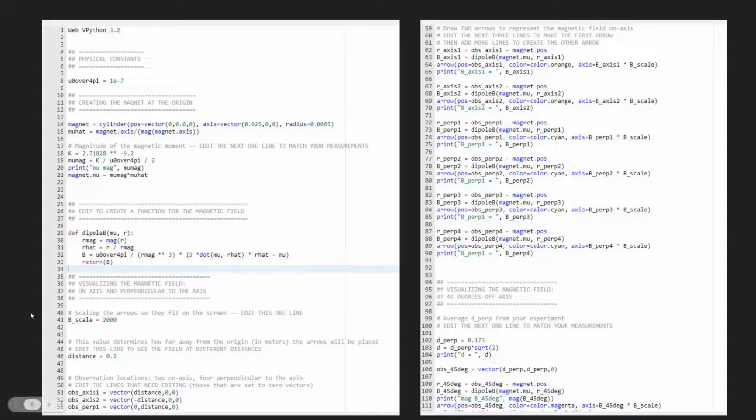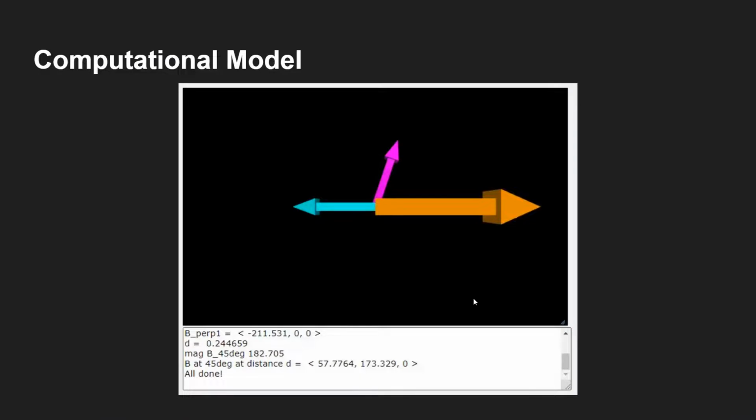Now this is the code visualizing the magnetic field of the bar magnet. As you can see here, we use the cylinder to create the bar magnet at the origin, and then create a function to calculate the magnetic field, and then visualize that on axis and perpendicular to the axis. Then, using the values gathered from the lab, we also visualize it at a 45-degree angle off of the axis to see what that would look like. And this is what that visualization looks like, and the different values calculated from it can be seen at the bottom.